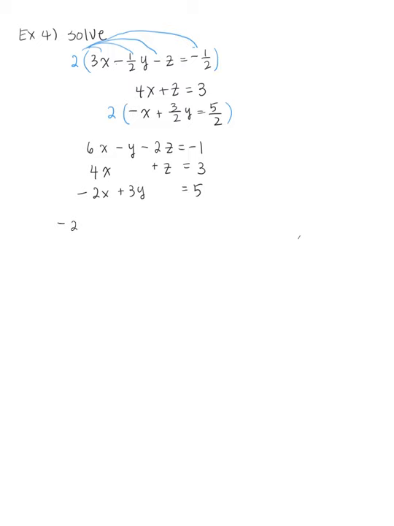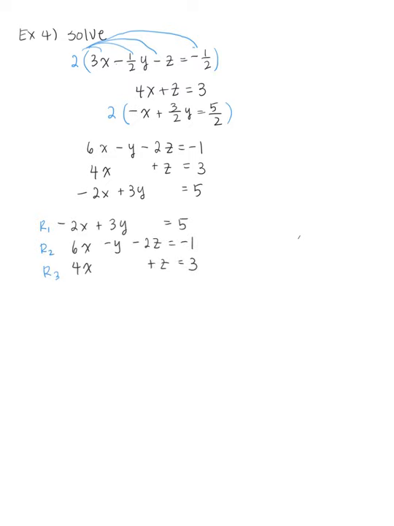Negative 2x plus 3y equals 5. And from there, I don't care which one you put first, the first equation or the second equation. It doesn't really matter, but let me keep it as 6x minus y minus 2z equals negative 1. And then we have 4x plus z equals 3. All I did was rearrange the equations. Instead of circle 1, circle 2, circle 3, let me call this row 1, row 2, and row 3.